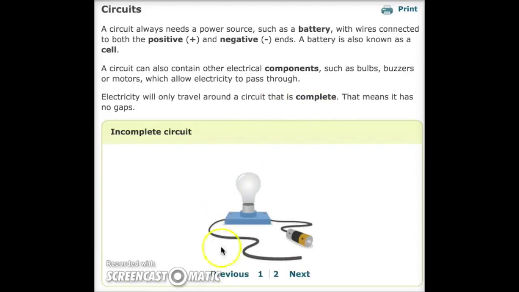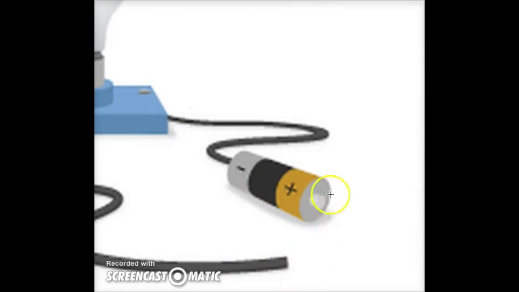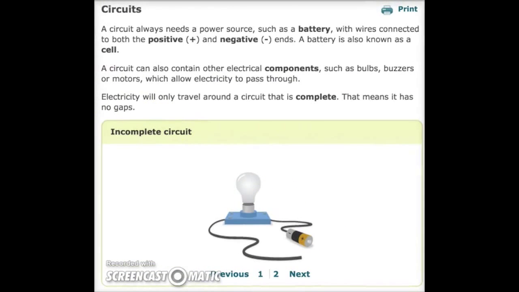As you can see here, this is not a complete circuit. This means that because it's not a complete circuit, it's really obvious that it's not complete because of this little gap here. This gap shows that it's not a complete circuit, since this wire here is not attached to the positive end of the battery. Therefore, this circuit is an incomplete circuit.